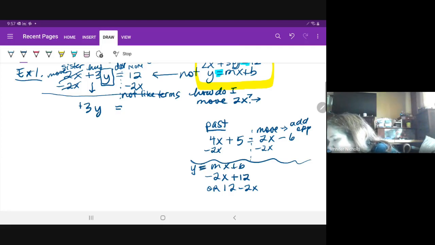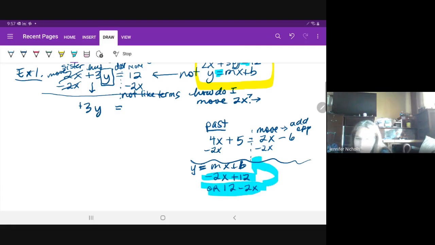So does y equals mx plus b have the x in the front or the plain number in the front? What do you think? Which one looks more like this format? Of these 2 that I just did, I'll highlight them in blue just so you could see them. Which one looks more like y equals mx plus b? Does 12 minus 2x look more like mx plus b, or does negative 2x plus 12?